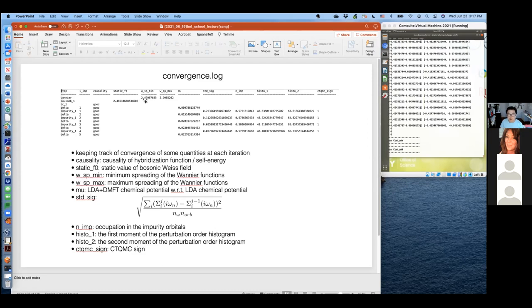And this is the minimum spreading among all the constructed Barnier functions, and this is the maximum spreading. It tells us how the chemical potential changes as a function of iteration. It also tells us how the self-energy changes, using this definition of the self-energy change. And it tells us the impurity orbital occupation at each iteration. This is the first moment of the histogram, and this is the second moment of the histogram, and we print out the CTQMC sign at every iteration.